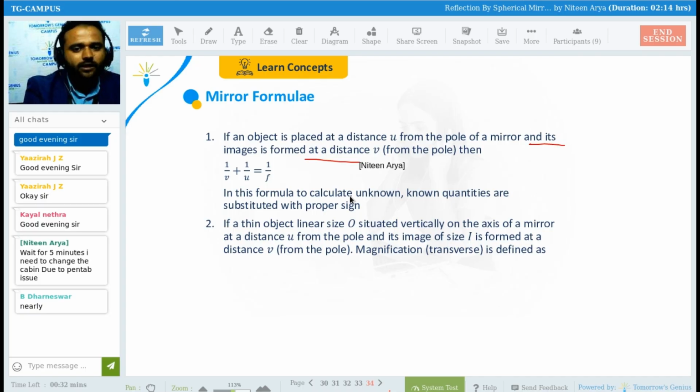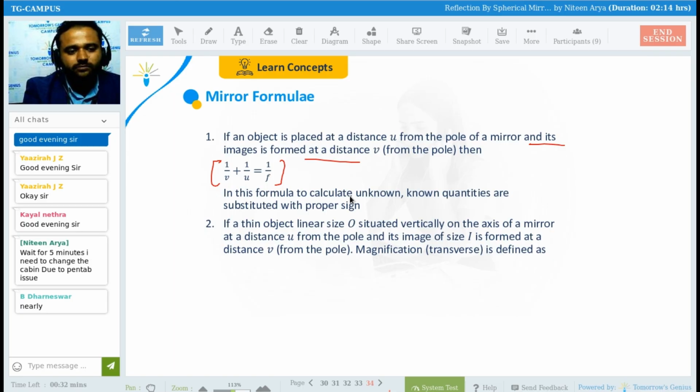Moving ahead, if an object is placed at a distance U from the mirror and its image is formed at a distance V from the pole, then we have the relation 1 by V plus 1 by U equals 1 by F. In this formula, to calculate the unknown quantities, values are substituted with proper sign. The sign convention is very, very necessary. You don't need to change the sign even if you are doing the reverse thing.